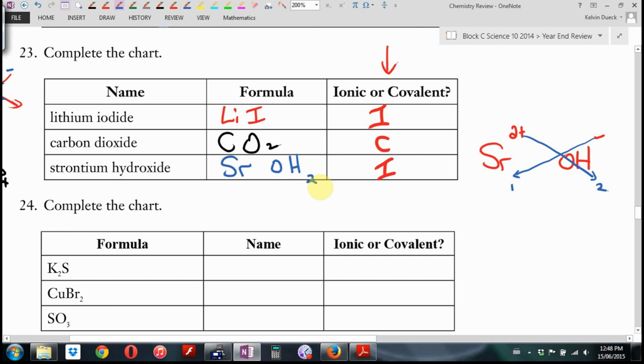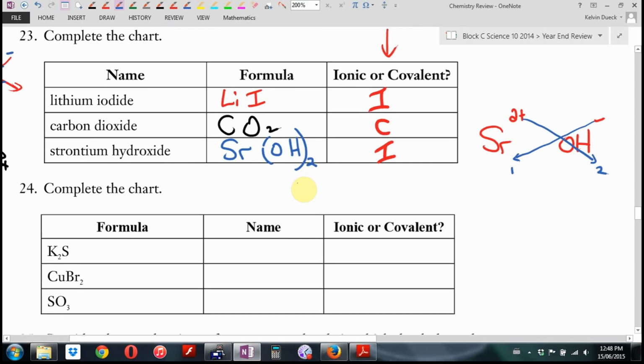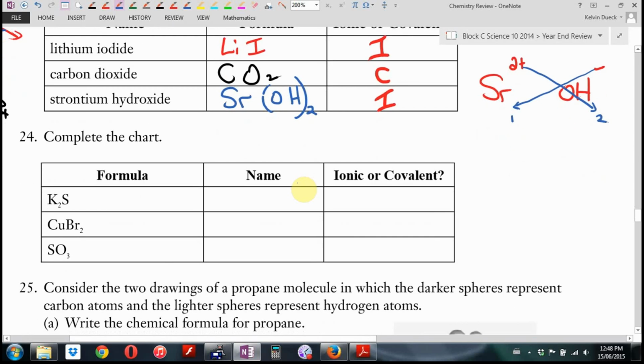Why is that wrong? What's wrong with this? I have to show that it's 2 OHs, not just 2 H's. I guarantee if this is on the provincial, one of the options would be missing the bracket. Wait for it. Got your adrenaline rush now. You've missed that, haven't you? It's been a year. Complete the chart.